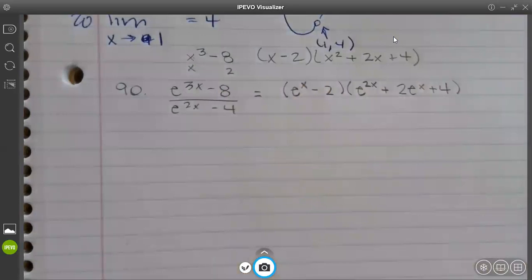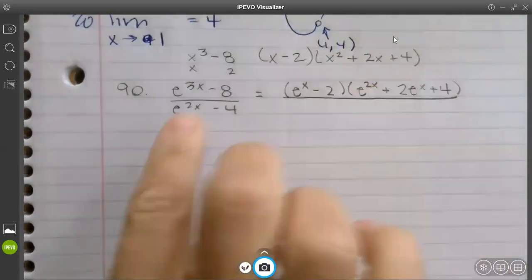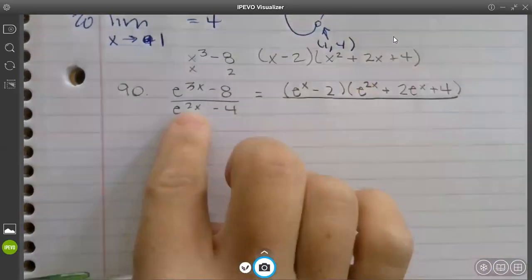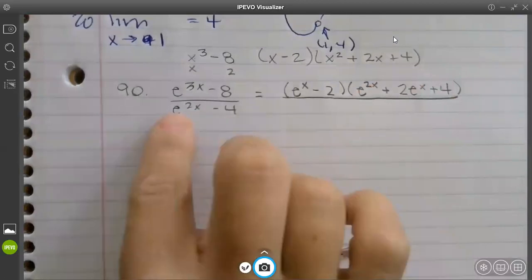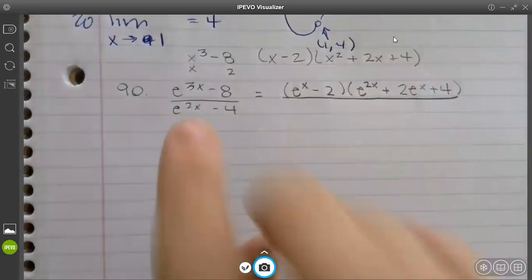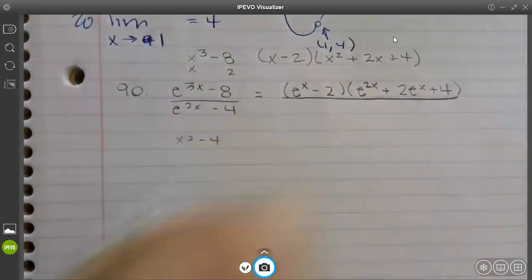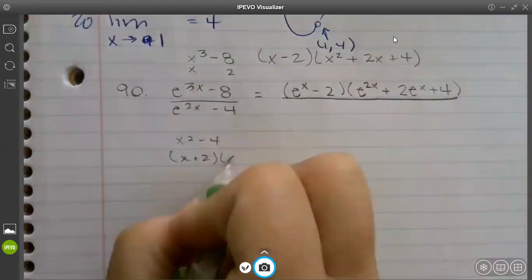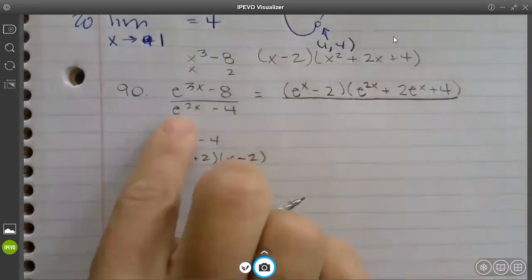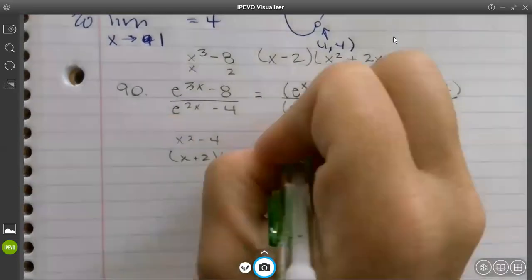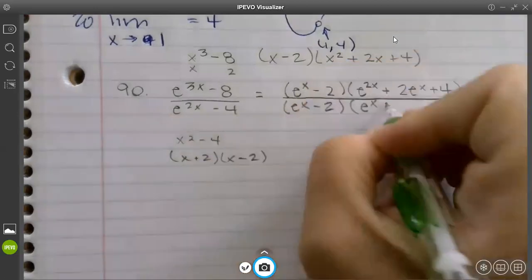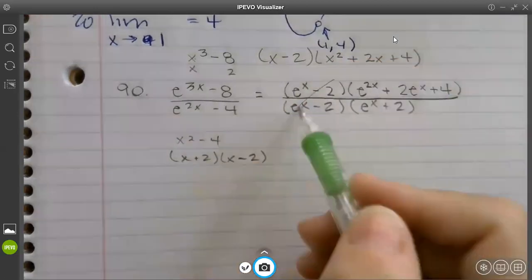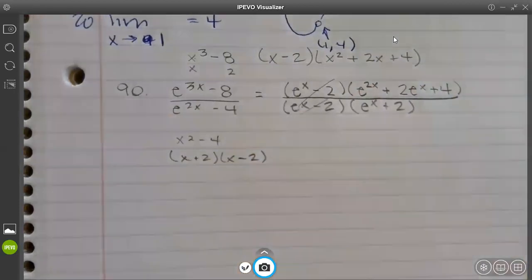All right. On the bottom, same thing. This is like saying e squared. So I have 2 perfect squares separated by a minus. That's the same thing as having x squared minus 4. How would you factor x squared minus 4? X plus 2, x minus 2. But we don't have x, we have e to the x. So this will be e to the x minus 2, e to the x plus 2. And then these will cancel out, and then it's direct substitution. So everybody got that for number 90. Okay, so that one's the weird one.